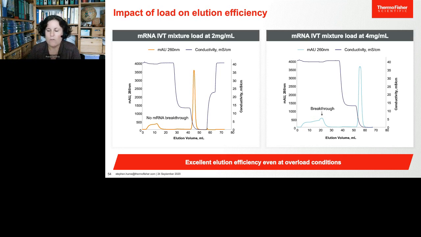When you overload above the DBC, you still get 95% recovery. That means that everything that was bound, you can recover. But as we are a bit above the DBC, the yield would be a bit different. You would have a bit of loss in the breakthrough. But that's just to show that you can really play with the conditions to get the best out of it.